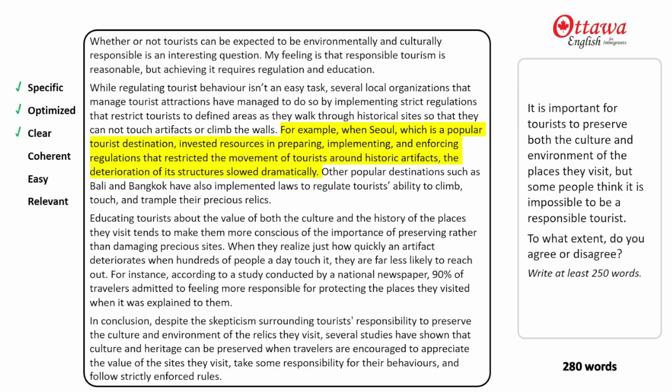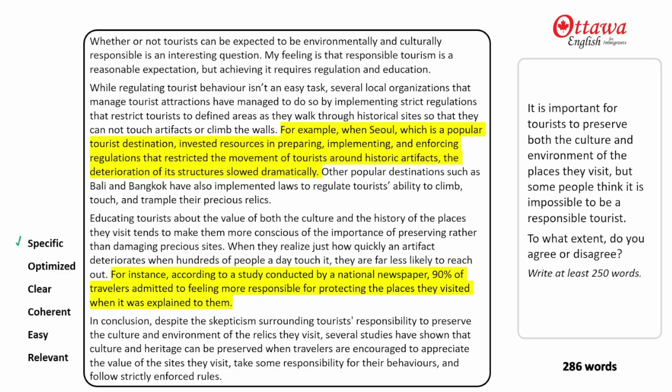It's certainly clear, although that 10-year-old child might struggle with the word implementing. It is certainly coherent and logical. It elaborates on the topic of the paragraph. And it's easy to understand, at least the 10-year-old in me says mostly. And it's relevant to the point I'm making in the paragraph and focused on the main idea.